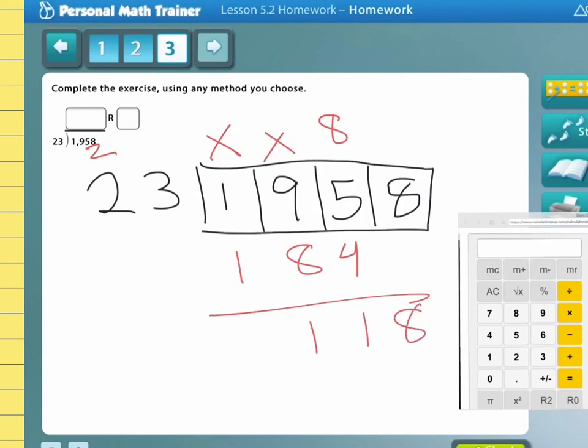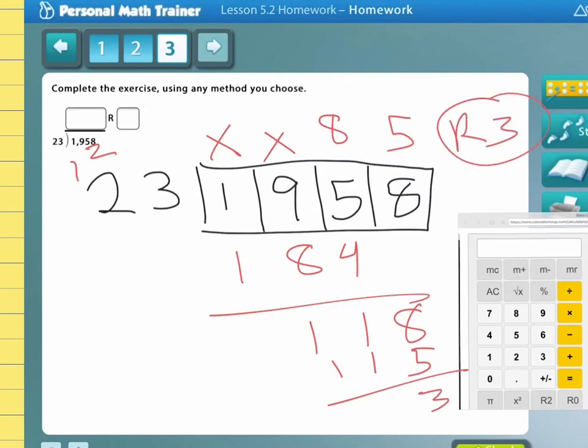Bring down the 8. I'm going to say 5 times on this. 5 times 3 is 15. 5 times 2 is 10 plus 1 is 11. So I have a difference of 3. So it's going to be 85 with a remainder of 3. Again, you will check it with the calculator.